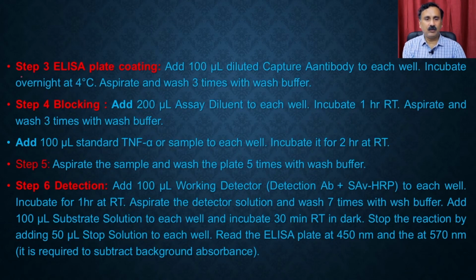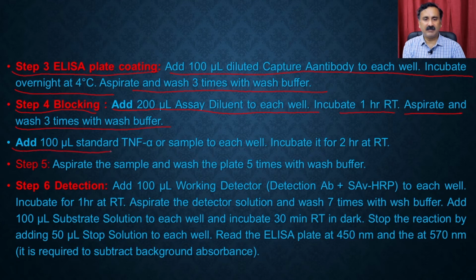Then in step 3, you are going to do the coating. Add 100 microliters of diluted capture antibody to each well. Incubate the capture antibody overnight at 4 degrees, then aspirate and wash 3 times with the wash buffer. Then in step 4, you are going to do the blocking. Add 200 microliters of assay diluent to each well, incubate for 1 hour at room temperature, then aspirate and wash 3 times with the wash buffer.